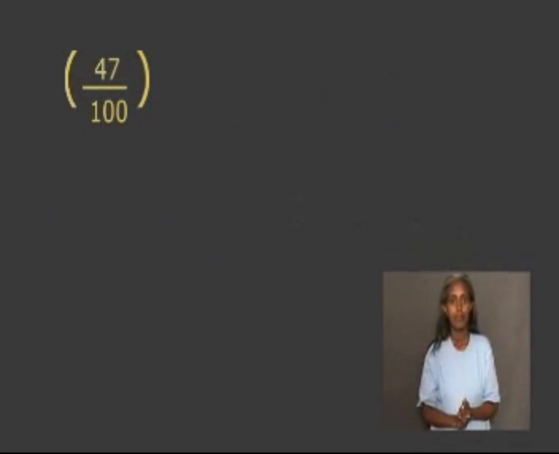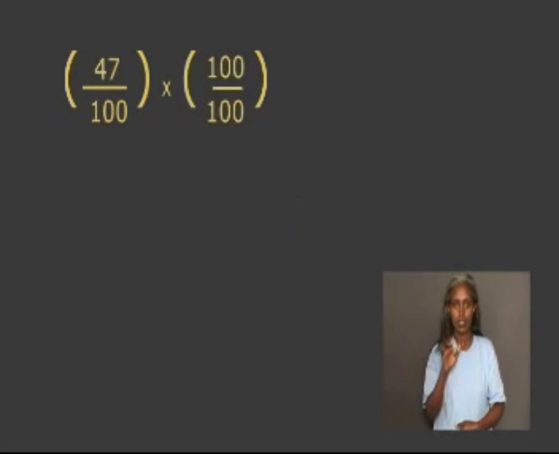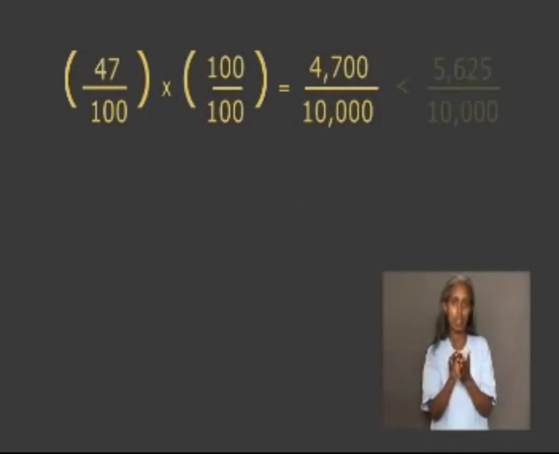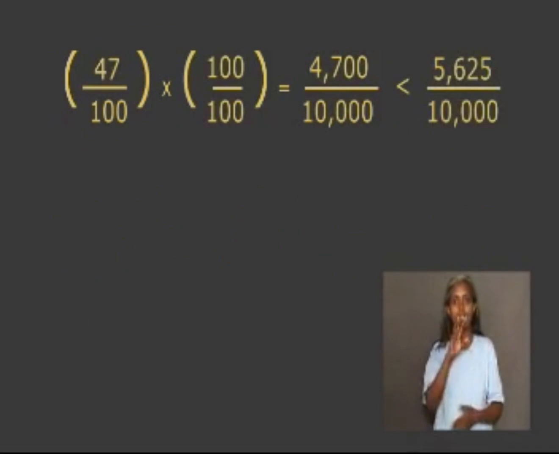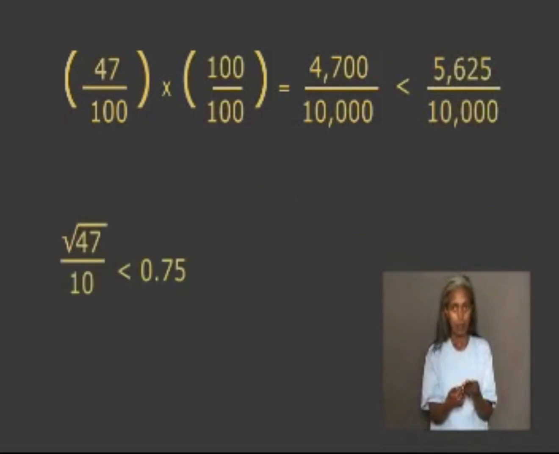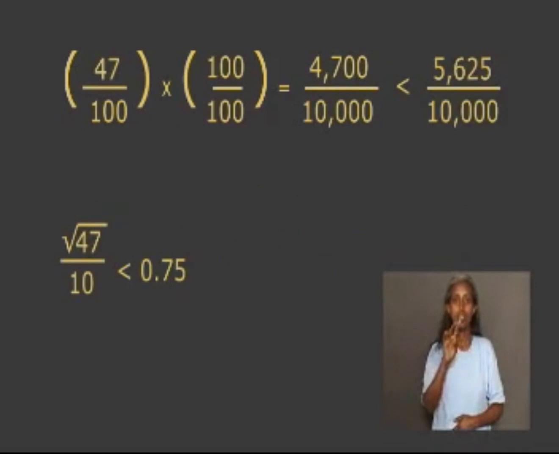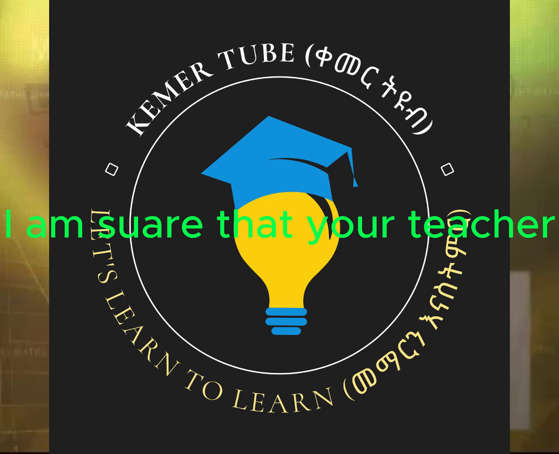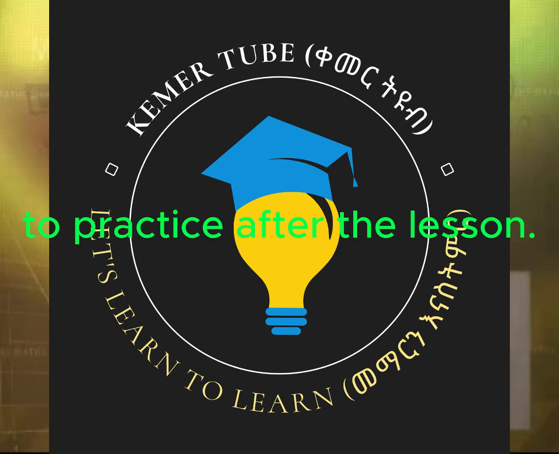We will multiply 47 over 100 by 100 over 100. And we see that this number is less than 5,625. Therefore, 0.75 is greater than the square root of 47 over 10. If you had any difficulty, I am sure that teacher can give you more exercises to practice after the lesson.